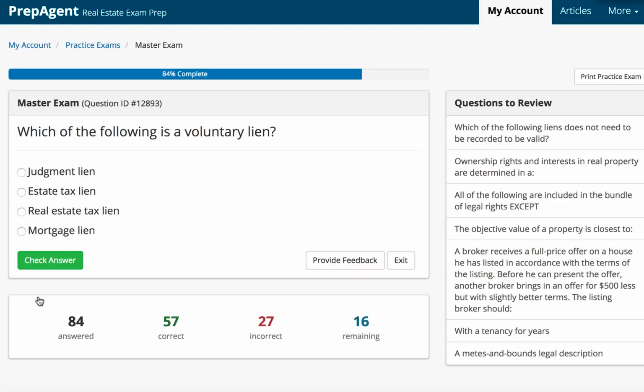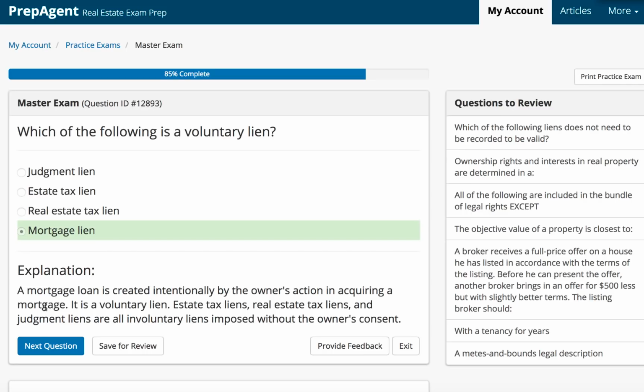Which of the following is a voluntary lien? Judgment lien, estate tax lien, real estate tax lien, mortgage lien. Mortgage lien is a voluntary lien. Okay. Good.